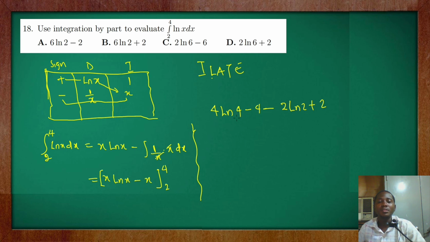And 4 itself can be written as what? 2 raised to power 2. So that means I'm going to have 8 ln 2 minus 4 minus 2 ln 2 plus what? 2. And this is what? 6 ln 2 minus 2. 6 ln 2 minus 2. That means the correct option here is what? Option A.